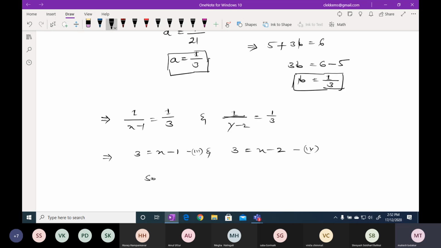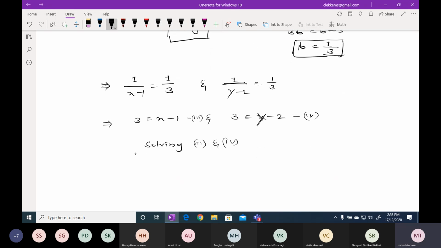Now solving, 3 is equal to y minus 2, right sir? Equation 4, 3 is equal to y minus 2. Yes, this y minus 2. Okay. Now solving 3 and 4. So once we solve 3 and 4, I'll write 3 as it is here, this side, it is x minus 1.